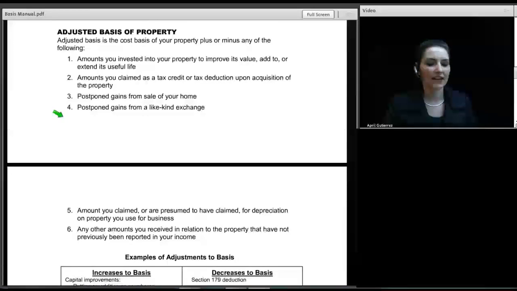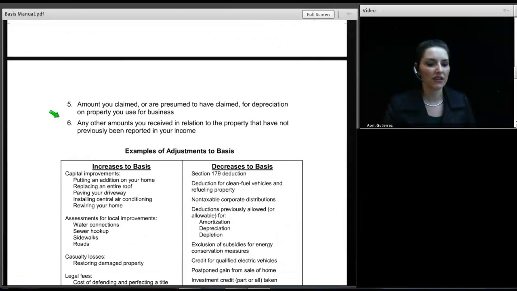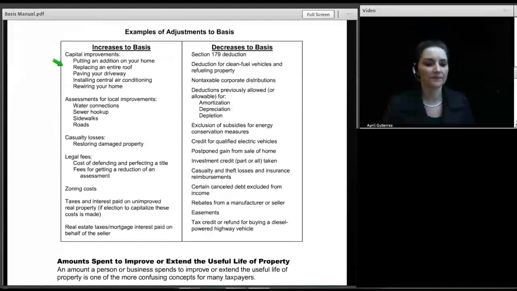Postponed gains from the like-kind exchange. Amounts you claimed or are presumed to have claimed for depreciation on property you used for business, and any other amounts you receive in relation to the property that have not been previously reported in your income. So I have a table here. On one side we have things that increase basis in property, and on the other side we have things that typically reduce the basis in your property.